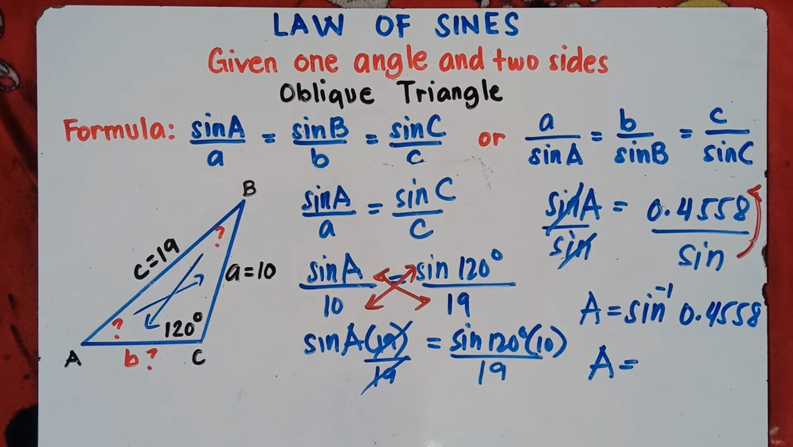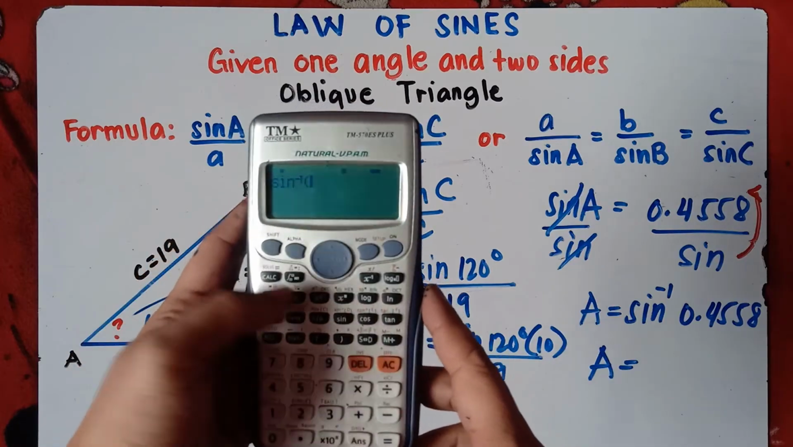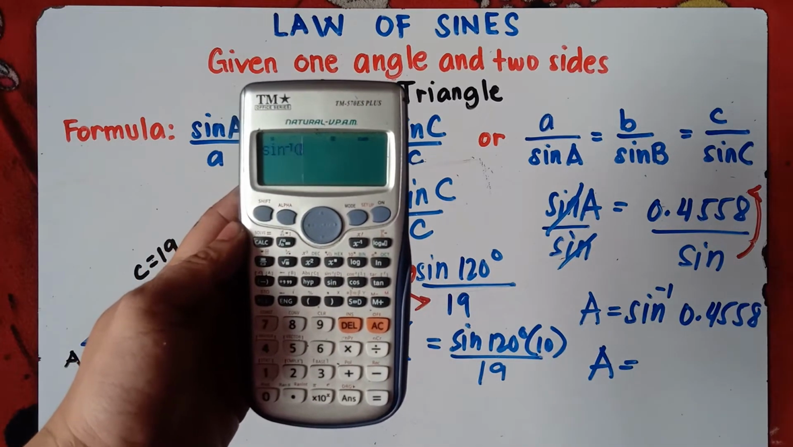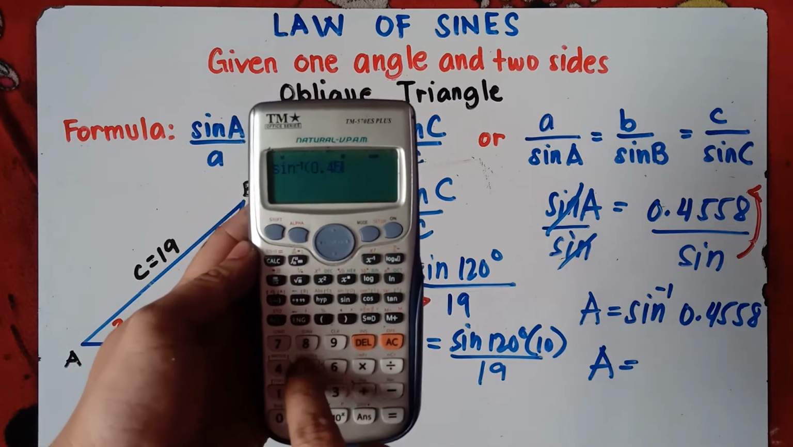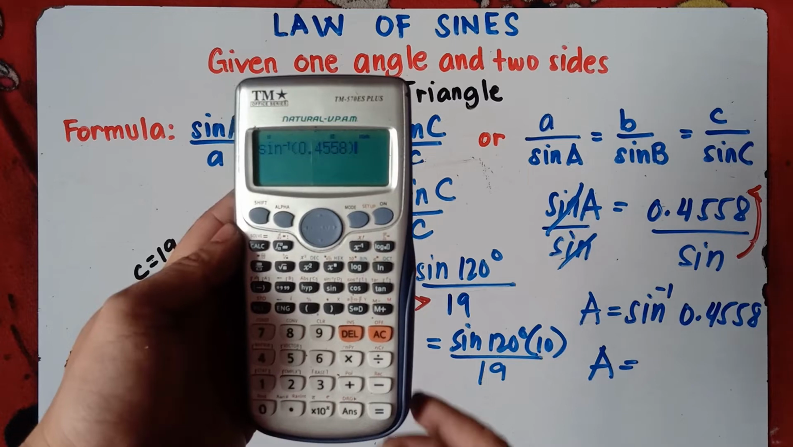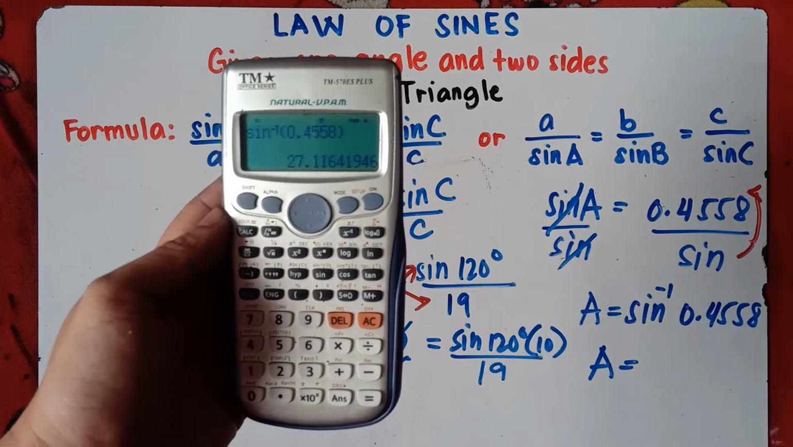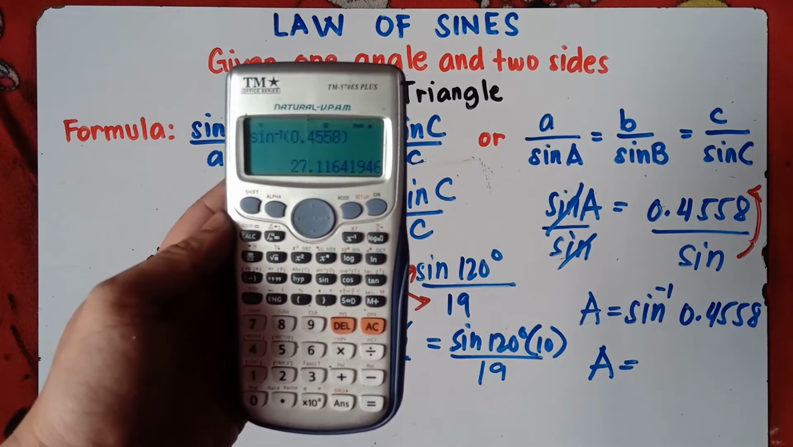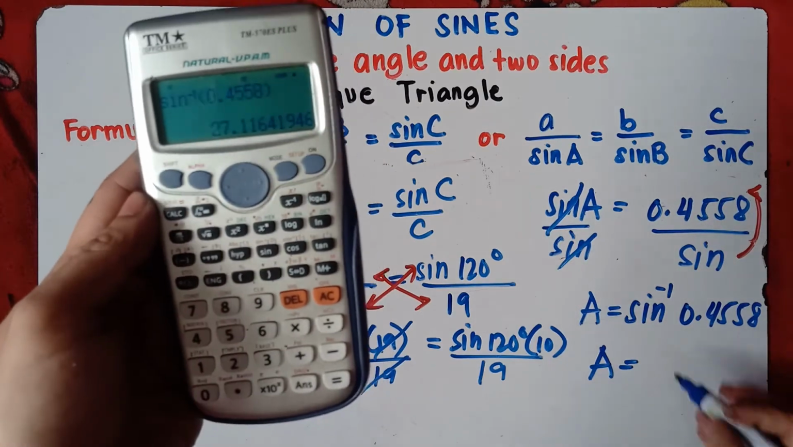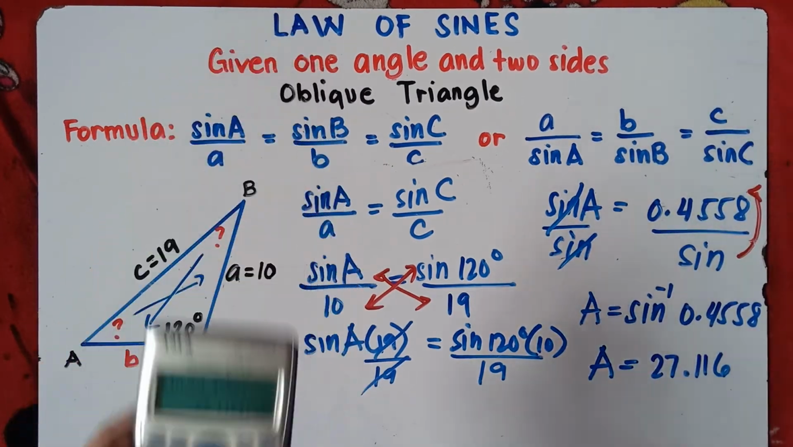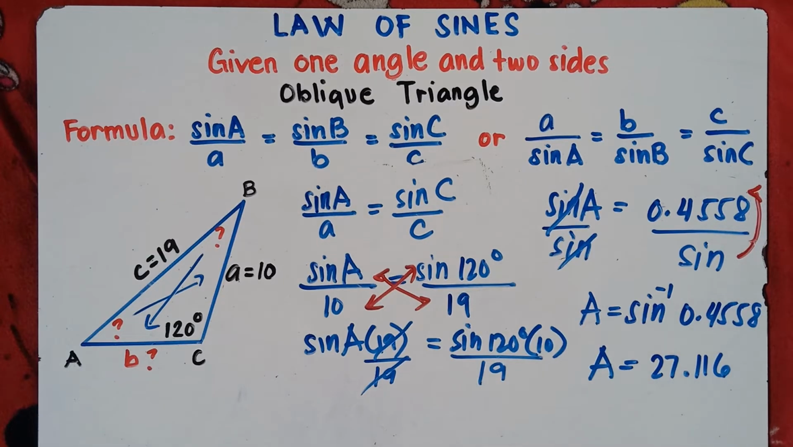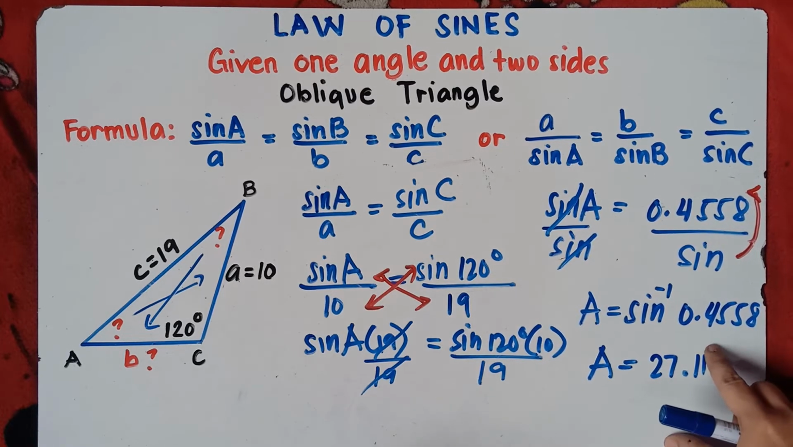Alright, and then your angle A will be, now to press this one in the calculator, sine inverse, just press shift, then sine, class, so you will have sine raised to the power of negative 1, then 0.4558, close parenthesis, equals, so you will have 27.116. We need 2 decimal places for our final answer. After 1, that is 6, 5 and above, you need to round up. So therefore, this will be 27.12.